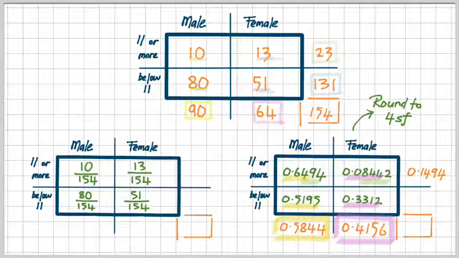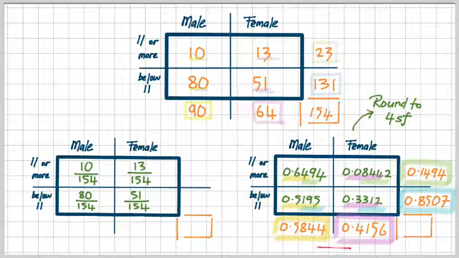So those two numbers there will give you 0.1494, and these two numbers will give you 0.8507. Now, what do you think is going to happen when we add up the yellow total and the pink total? And what do you think is going to happen when we add up the green total and the blue total? Well, let's have a look. Add those up, you're going to get 1.